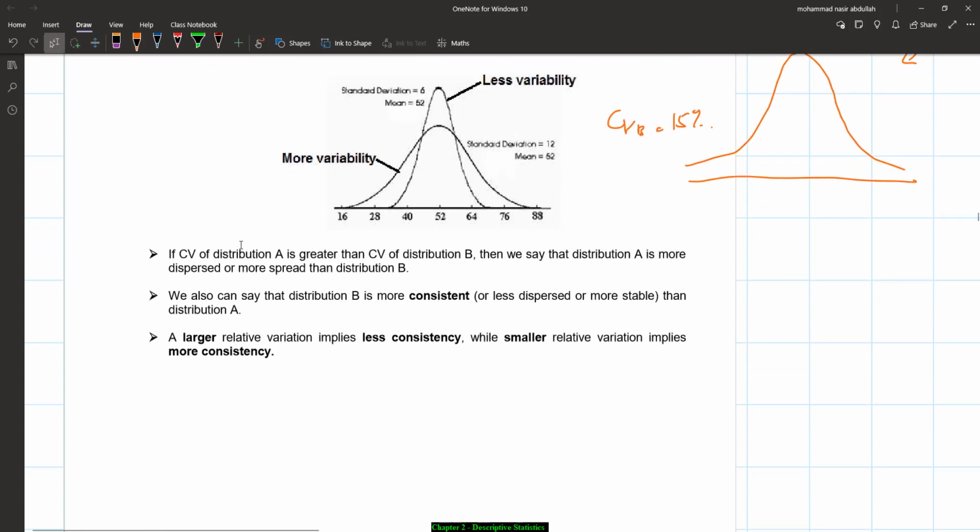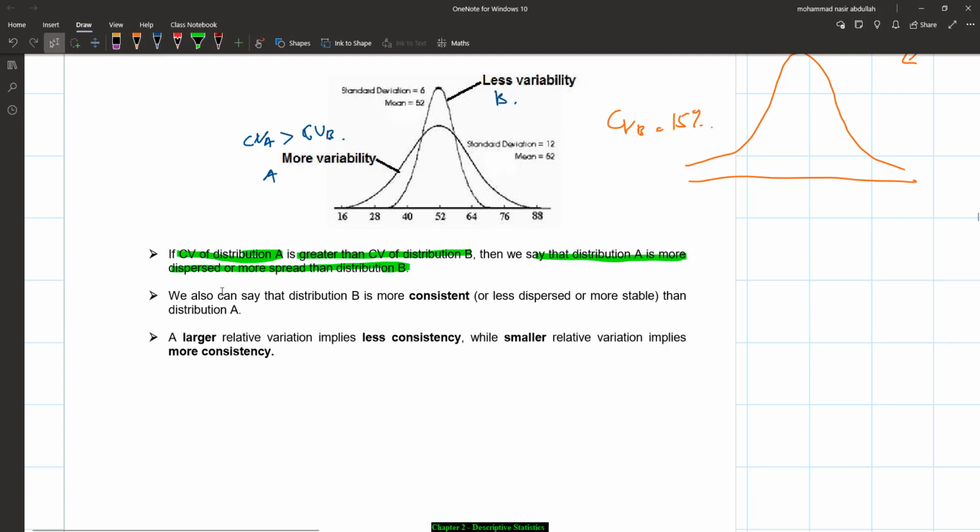Right. So it says here, if CV of distribution A is greater than CV of distribution B, then we can say that distribution A is more dispersed or spread than distribution B. We see here, let's say this is A, this is B. So B is more consistent, with less variability compared to A. And of course, CV A is more than CV B.